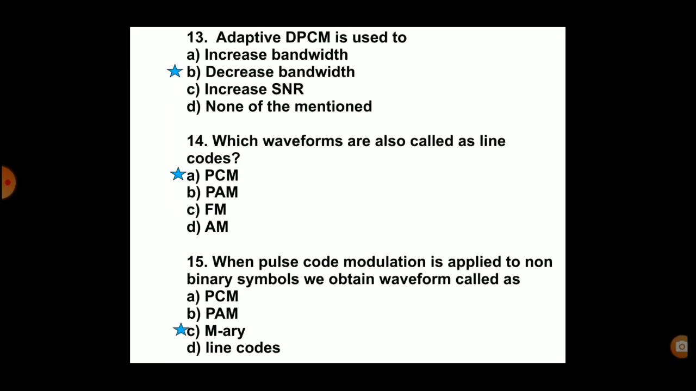Adaptive DPCM is used to, options are increase bandwidth, decrease bandwidth, increase SNR, none of the mentioned. Correct answer is decrease bandwidth. Which waveforms are also called the line codes? Options are PCM, PAM, AM, FM. Correct answer is PCM. When pulse code modulation is applied to non-binary symbols, we obtain waveform called as, options are PCM, PAM, M array line codes. Correct answer is M array.